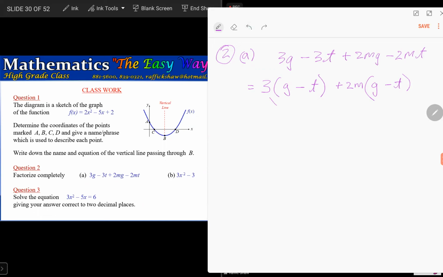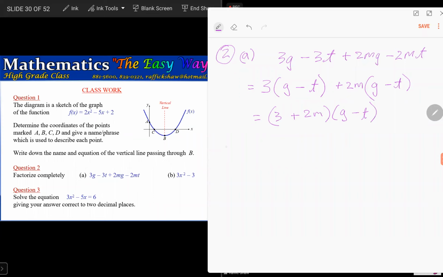And then it becomes this and this times that common factor of g minus t. And so you write your 3 plus 2m bracket g minus t. Some persons did it a way where they get the g minus t in front. It doesn't matter, it is still correct. If you put the g minus t in front, it's still correct. Some persons rearranged the values even though they did not need to. All right, so that is part A.